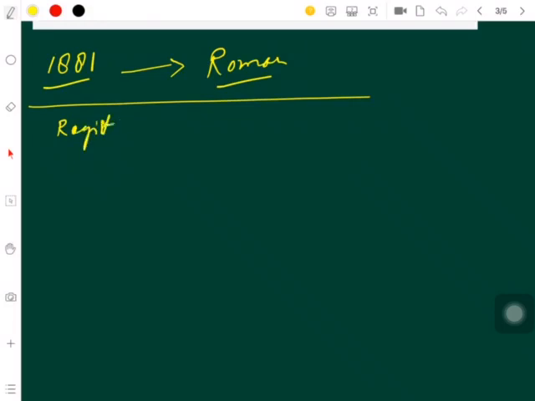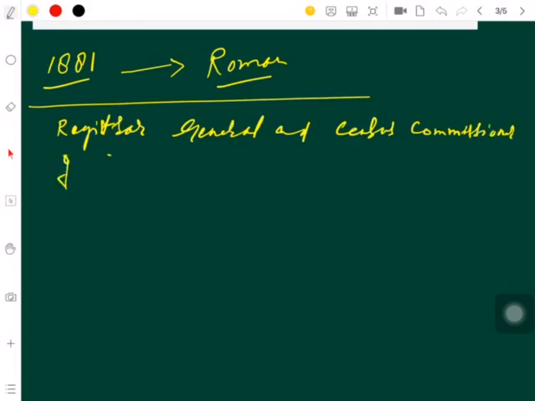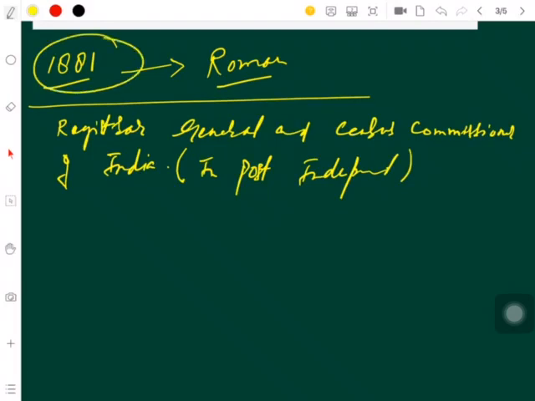In India, it is conducted by the Registrar General and Census Commissioner of India. I am talking about post-independent India, because I was just talking about 1881. It was under the British rule. Got it?